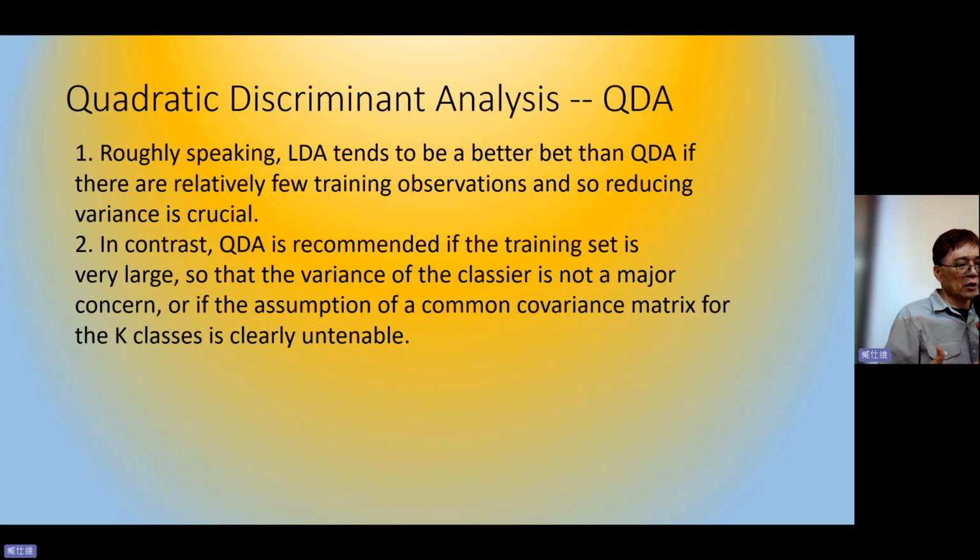In contrast, if the training set is very large, in other words, if you have a large number of observations, then probably you can consider QDA. In this case, the variance of the classifier is not a major concern, or if the assumption of a common covariance matrix for the K classes is clearly untenable, then you can consider QDA.